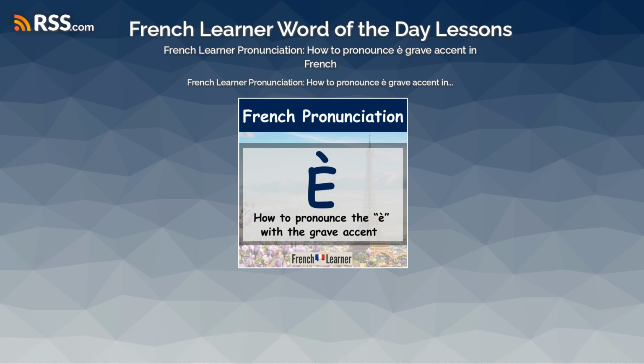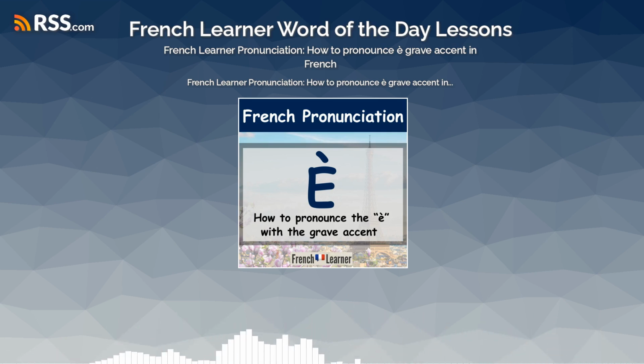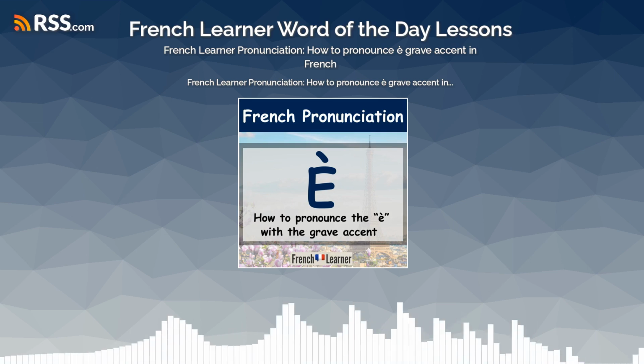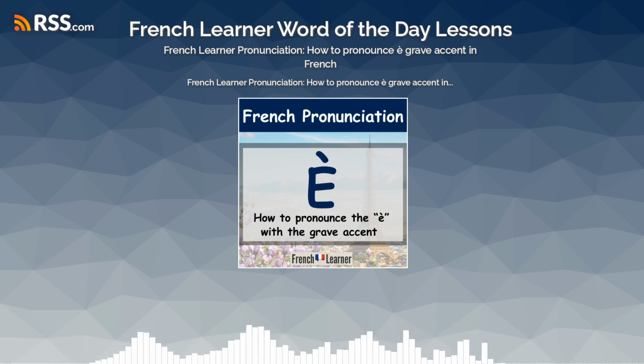Today we're going to look at the grave accent in French. Specifically, it's the downward slanting accent over the E. A lot of students who learn French ignore the accents and don't really pay much attention to them, but it really is important to know them if you want to read and speak French properly. So the downward slanting accent over the E is called the grave accent or l'accent grave.